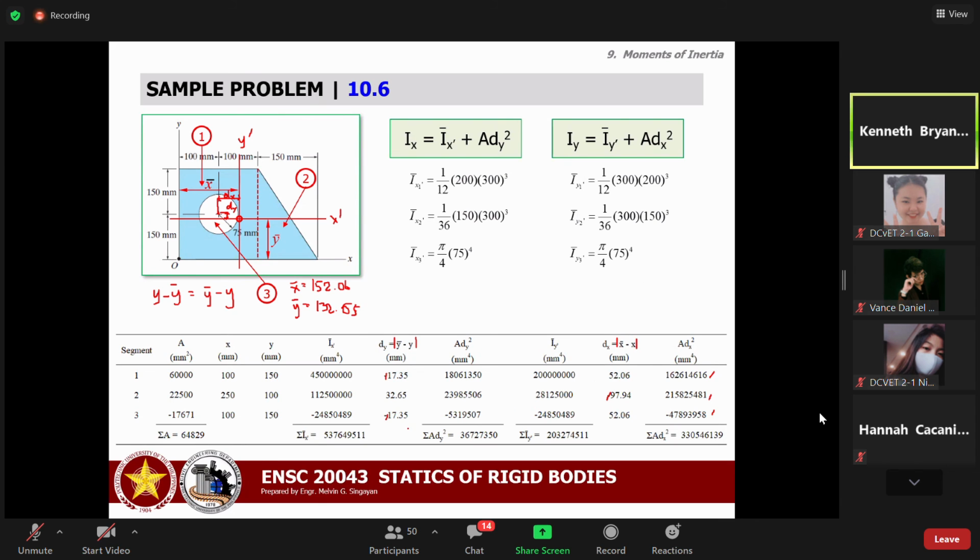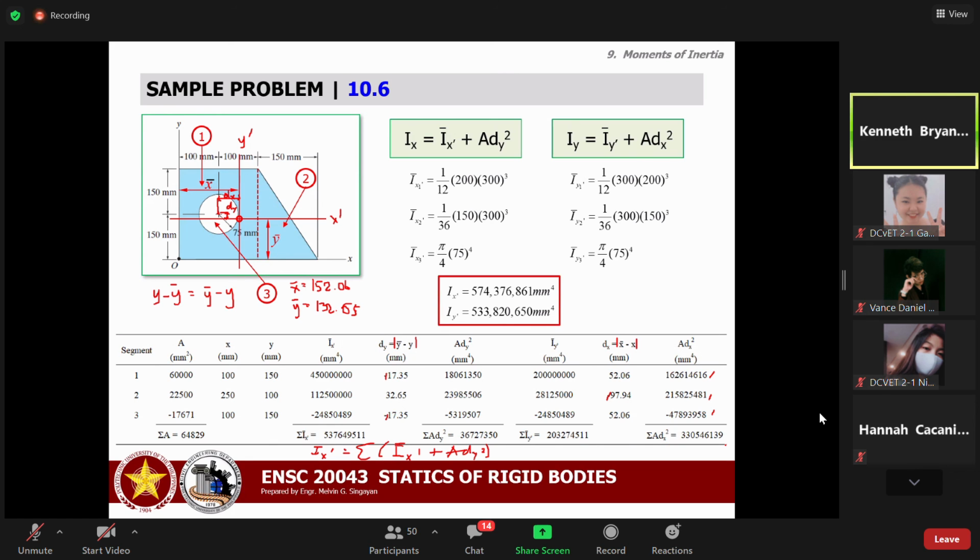Kasi alam natin, Ix prime is equal to sa mga moment of inertia ng composite parts. Nakakuha ba? So Ix prime is equal to summation, the sum of this and this. Similarly, for Iy prime, it's the sum of this one and this one. And for that, the values for Ix prime and Iy prime will be as shown.